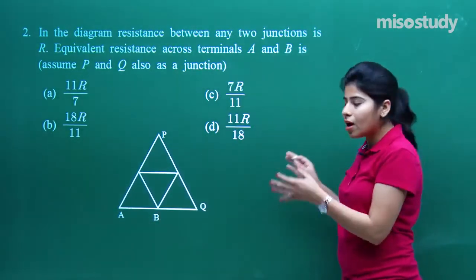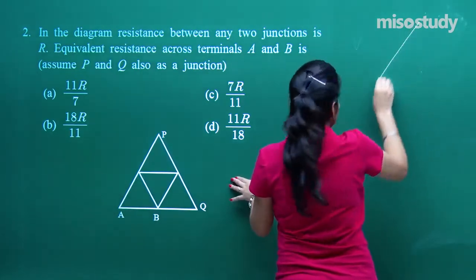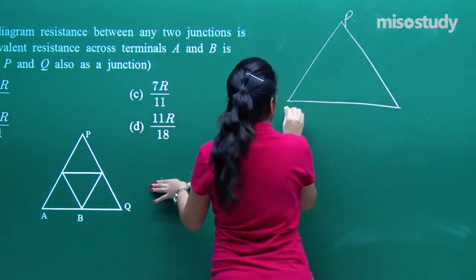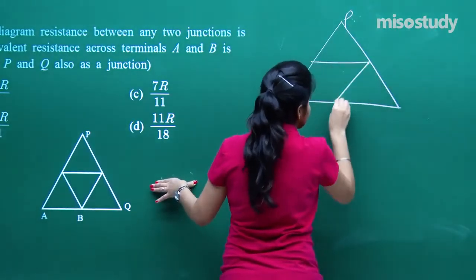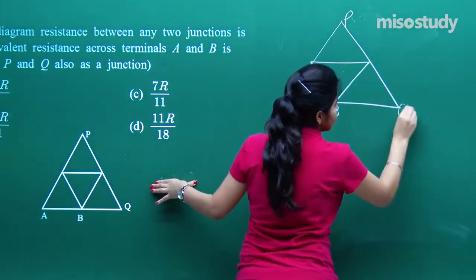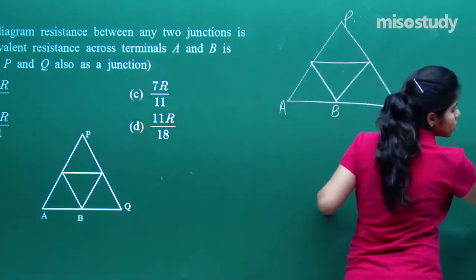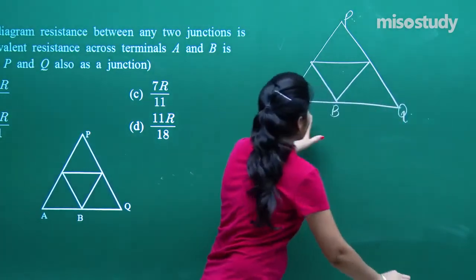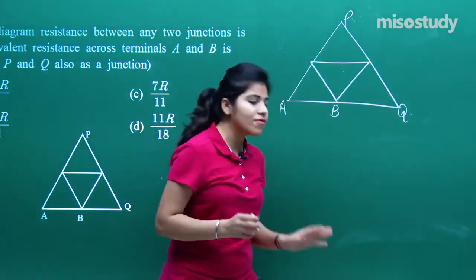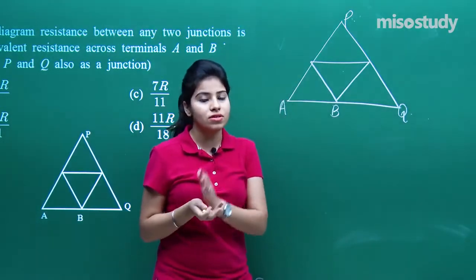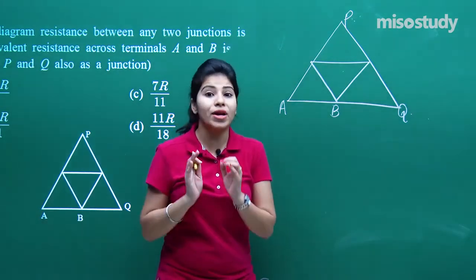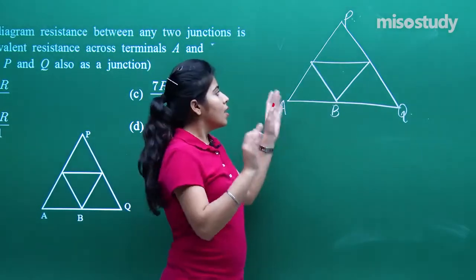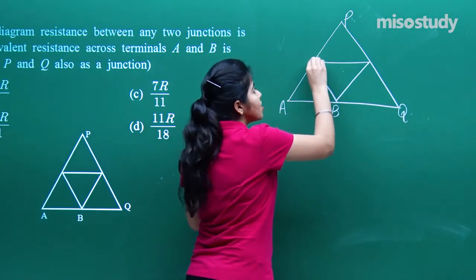Now let me just again draw this figure. This is like this: P, A, this is B, and this is Q. What we have to do is find the equivalent resistance across A and B. As you know, we have covered the methods of finding equivalent resistance in the lectures. I know you are intelligent enough to know what we are going to do here. In the question we have been given the resistance across any two junctions.